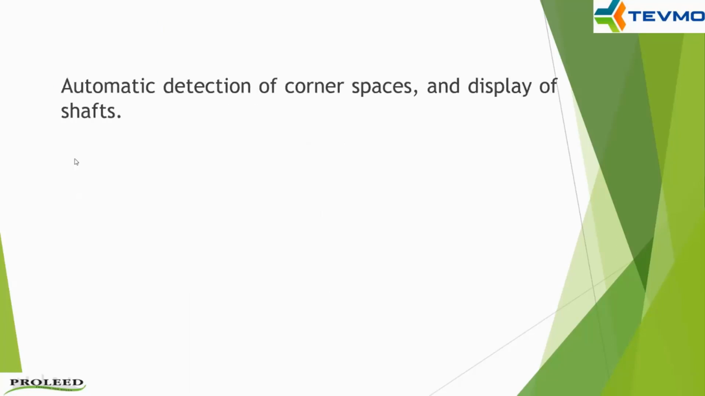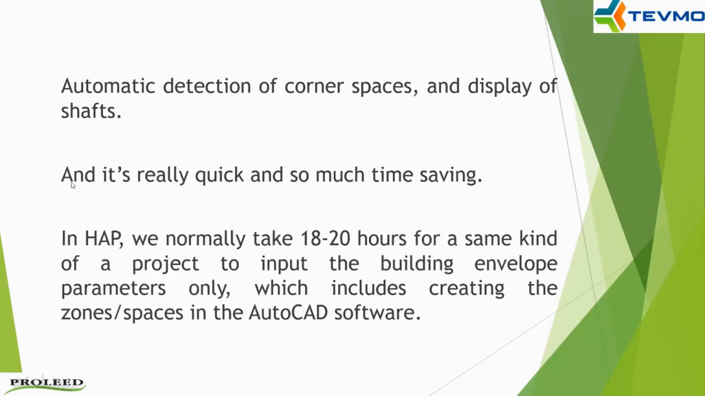Basically, why I say, because as a HAP user, I spend around 18 to 20 hours of time to do the same kind of project only on the building envelopes, which is the main parameter for the cooling load calculation, for which here I need to spend around, as it's my first run, half an hour to 1 hour, which is really a time saving and really quick.